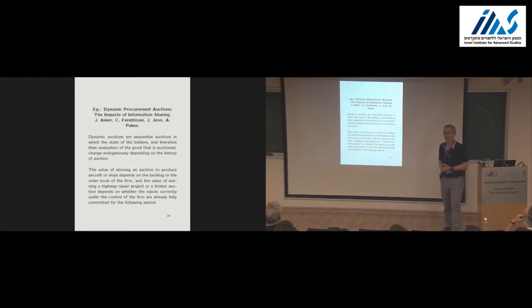So I want to do dynamic procurement auctions. Virtually all the empirical work on auctions has been static, so one-shot auctions. If you thought of winning an auction to produce an aircraft or a ship or anything else, it depends on the backlogs or the order book of the firm. Like Murto was explaining, it's going to take you longer and it's going to be more expensive if you go to a shipbuilder who has a large book. Same thing with aircraft.